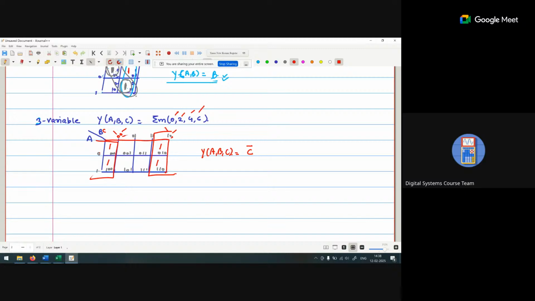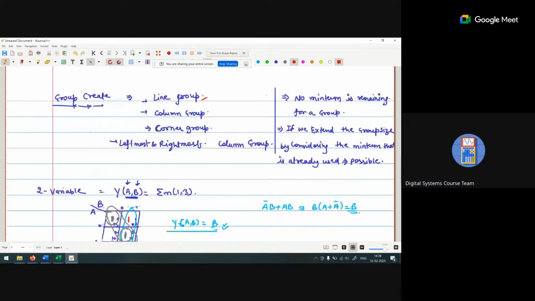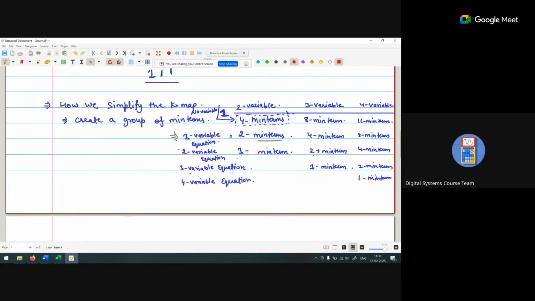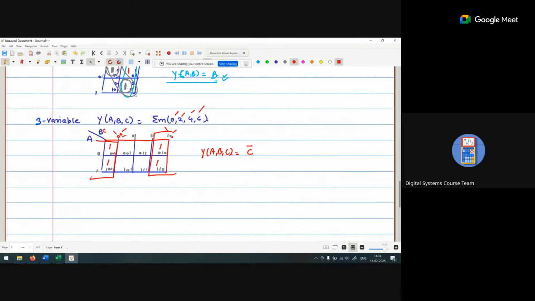Any doubt? Okay. Now with the table, if it is a three variable K map, a 4 min term group is possible. So how many variables will be there? Only one variable is there. C bar.